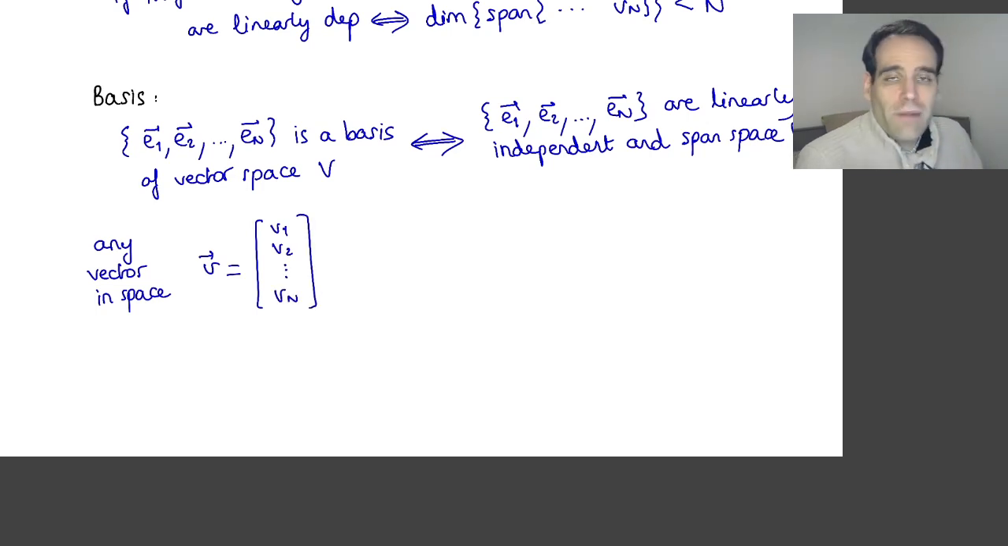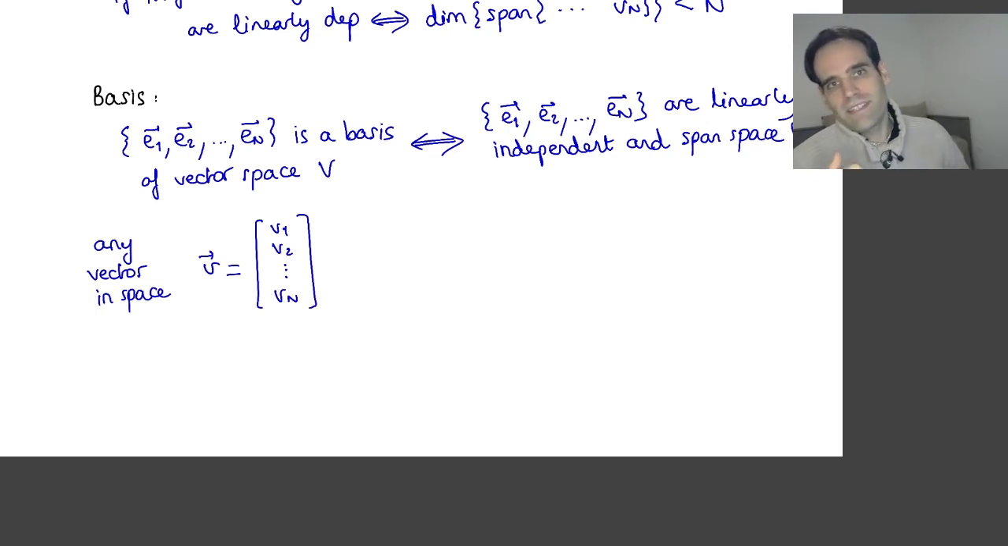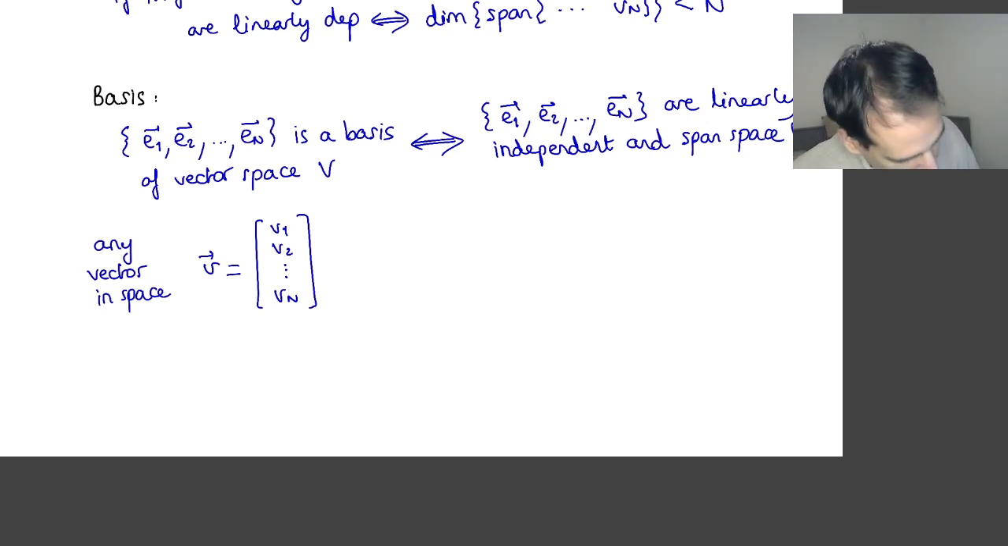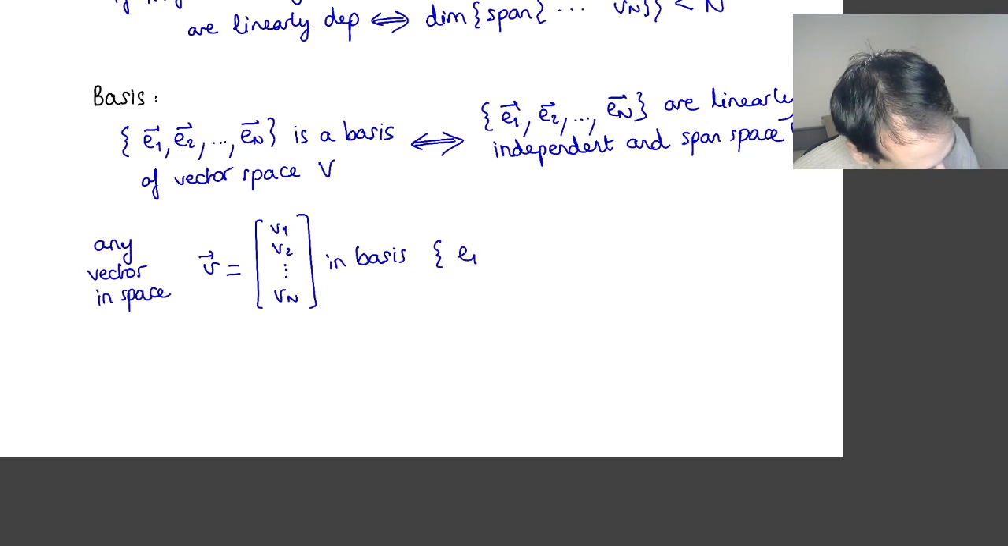These are what we normally call the coordinates of a vector. We are used to writing vx, vy, and vz when the basis is x hat, y hat, and z hat. But in general, you have a basis e1, e2, e3, up to en, and therefore you have coordinates v1, v2, v3, up to vn. And this is expressed in a basis e1, e2, up to en.